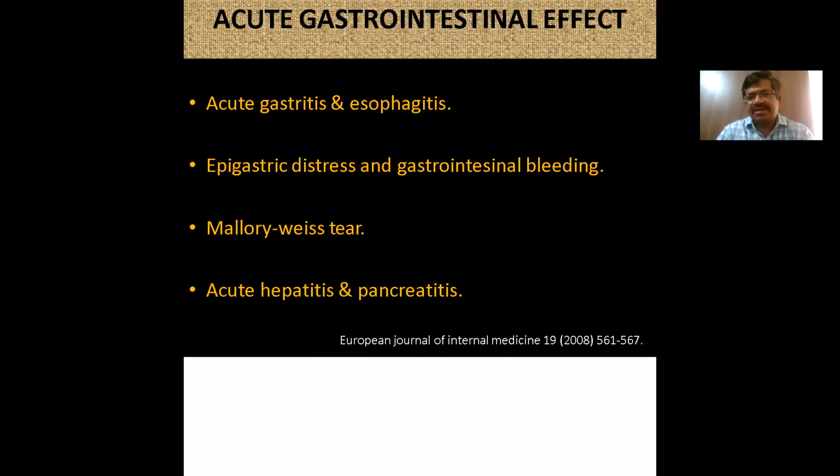And GI effects are quite common. It causes gastritis, esophagitis, epigastric distress and GI bleeding. And Mallory-Weiss tears, where the esophagus tears, can also cause ulcers. This is because of the irritant property of the alcohol. Acute hepatitis and pancreatitis can also be observed.